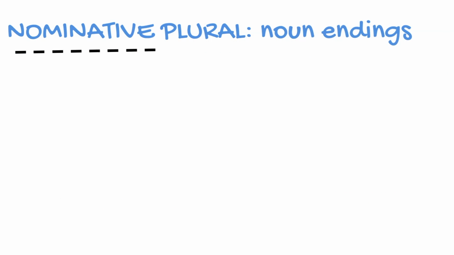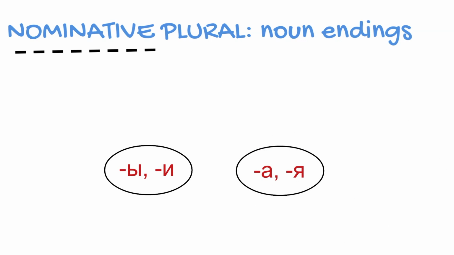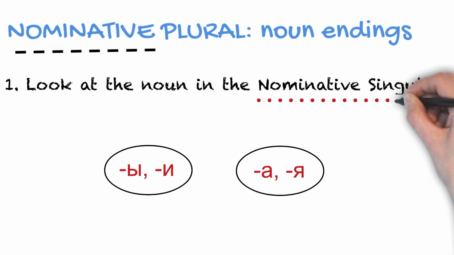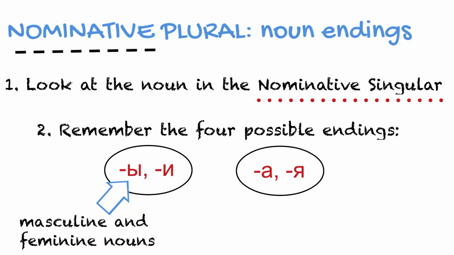Well, now that you know when you can and cannot use nouns in the nominative plural, let's take a look at the endings. As you recall, earlier in this video, I said that there are 4 possible nominative plural endings: ы, и, а, and я. In order to choose the correct ending, you will first need to look at the noun in its nominative singular form. That's the form that's always listed in glossaries and dictionaries. You will then need to remember that endings ы and и are used for masculine and feminine nouns. Endings а and я are used for neuter nouns. So now let's figure out how to distinguish between ы and и and between а and я.